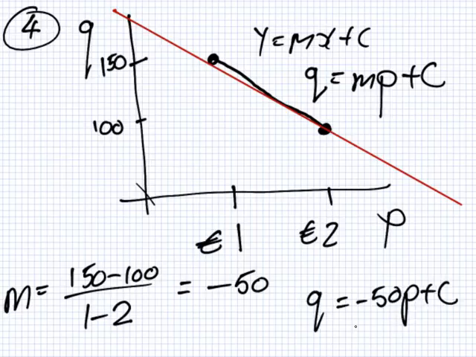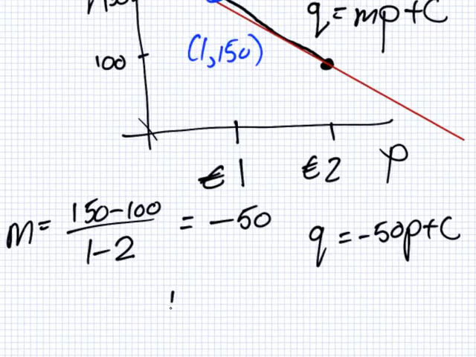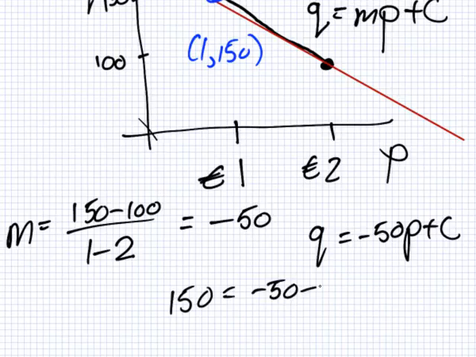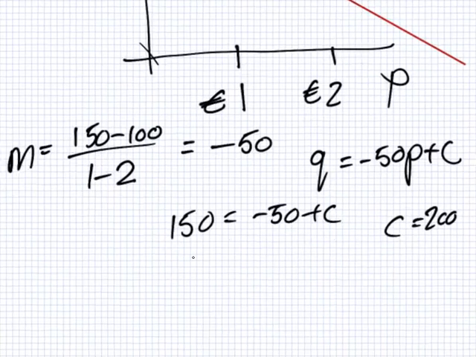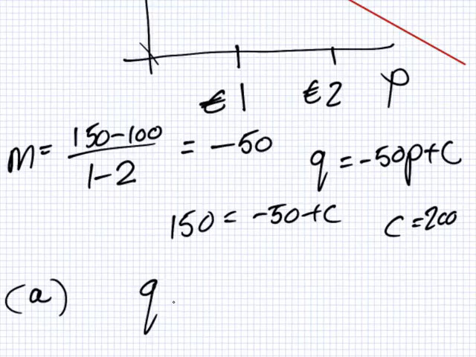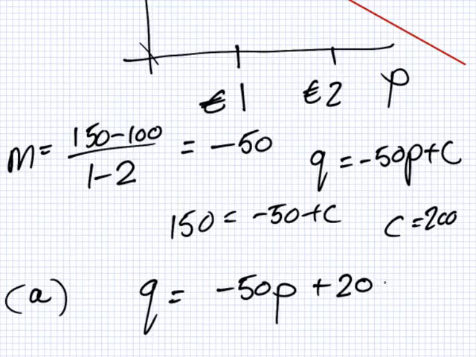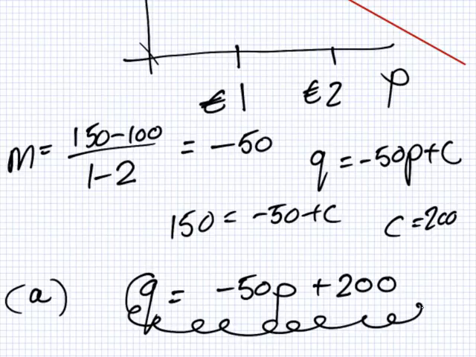How do I find the c normally? I use a point. So I'll use the point here, 150. So now I have 150 equals minus 50 plus c, so c equals 200. So we've done part A. Part A is that the quantity sold will be minus 50p plus 200. Now that we have this formula, we haven't done much, but what's nice is we already have some interpretation power.